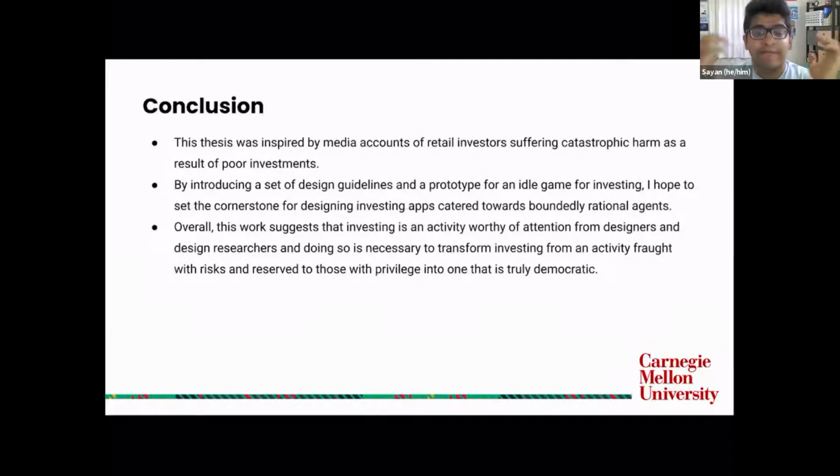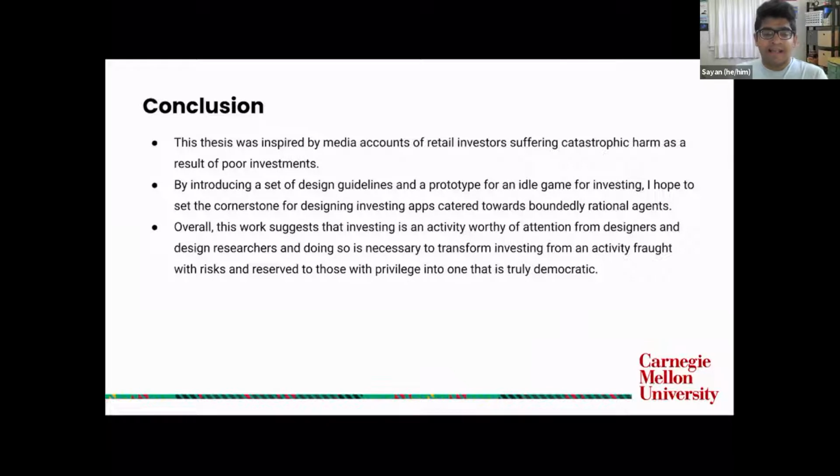So yeah, what did we learn? Of course, this thesis was inspired by media accounts of retail investors suffering catastrophic losses due to their poor investments on these trading apps. But by introducing a set of design guidelines, as well as demoing a prototype for an idle game-like interface for investing, I hope to set the cornerstone for designing investing apps that are better suited for boundedly rational agents like retail investors like you and me, rather than professional investors like hedge funds.